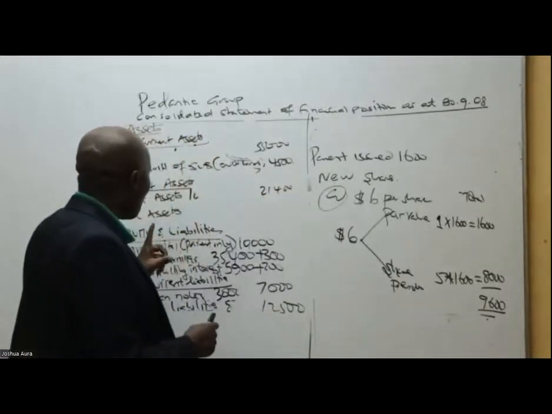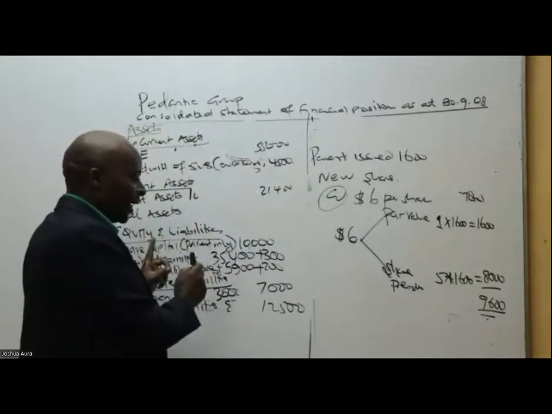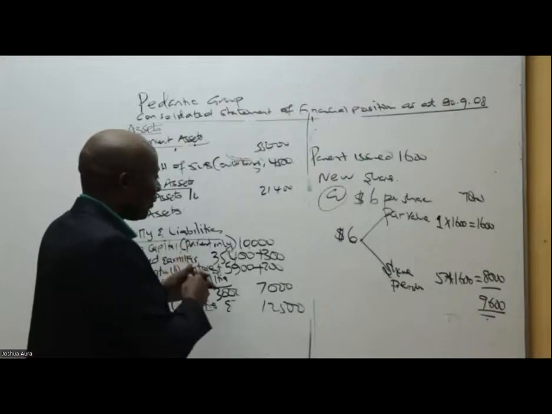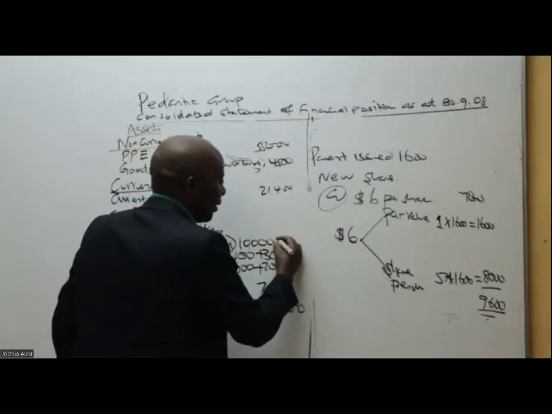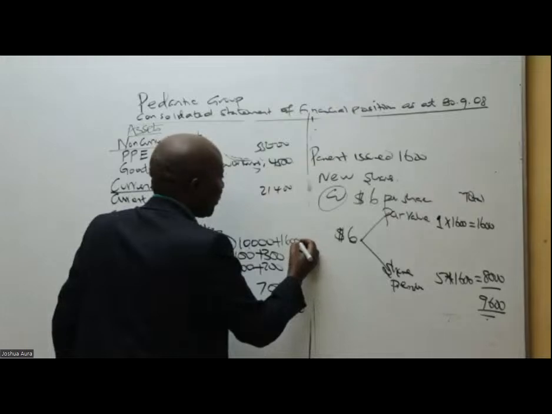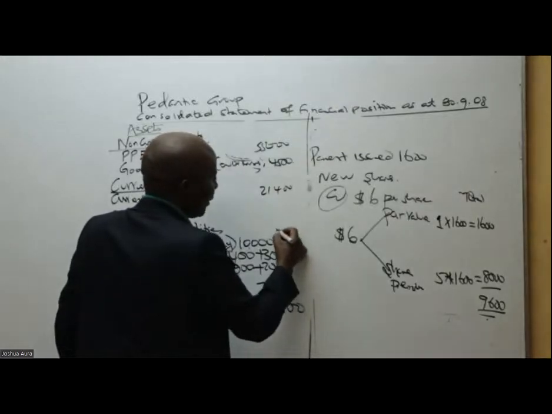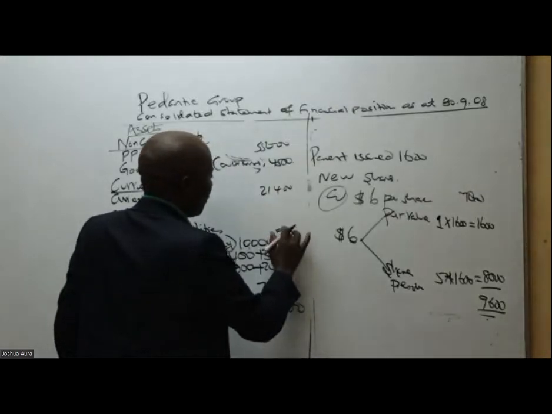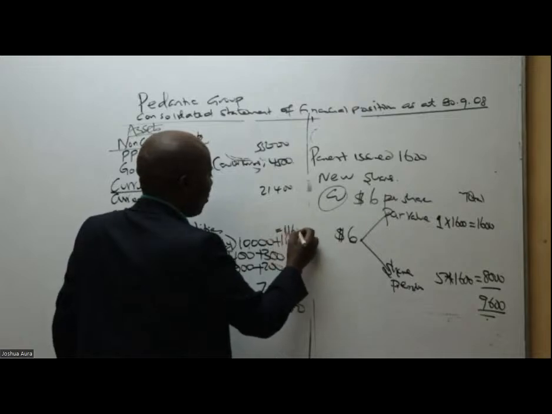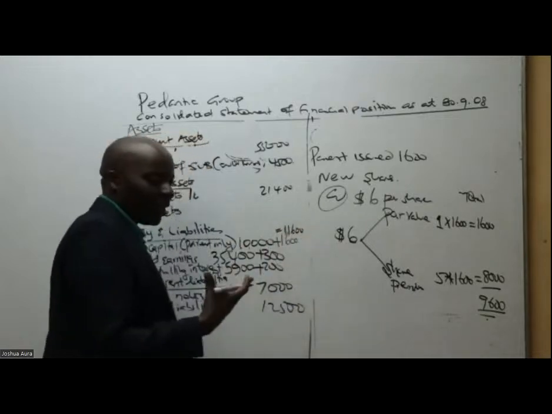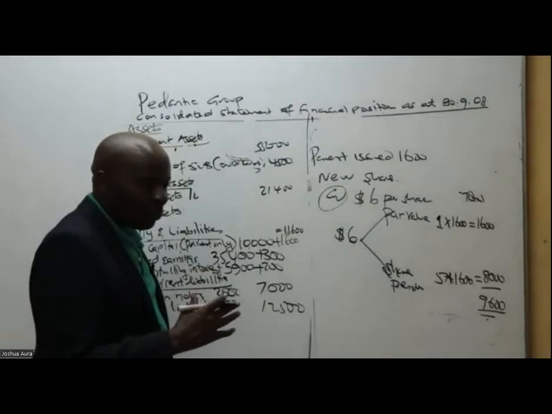So it means that our equities must be affected. So please come to the share capital of the parent only. Add 1,600 here. This will become 11,600. Add it there, because in the parent, we said in the group, relax a little.